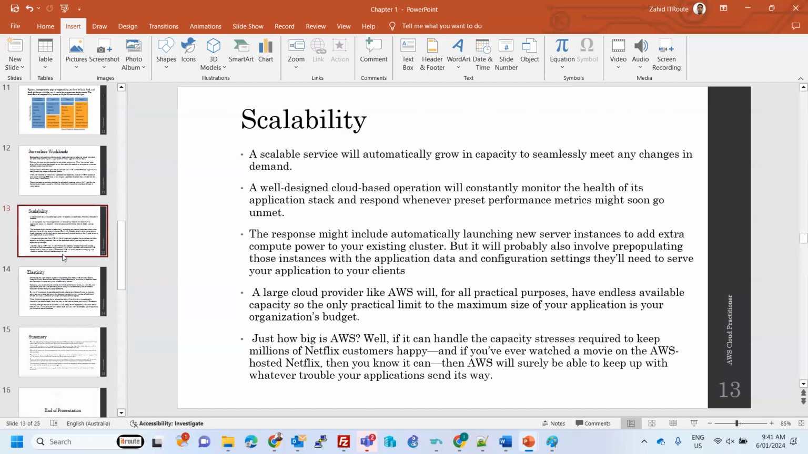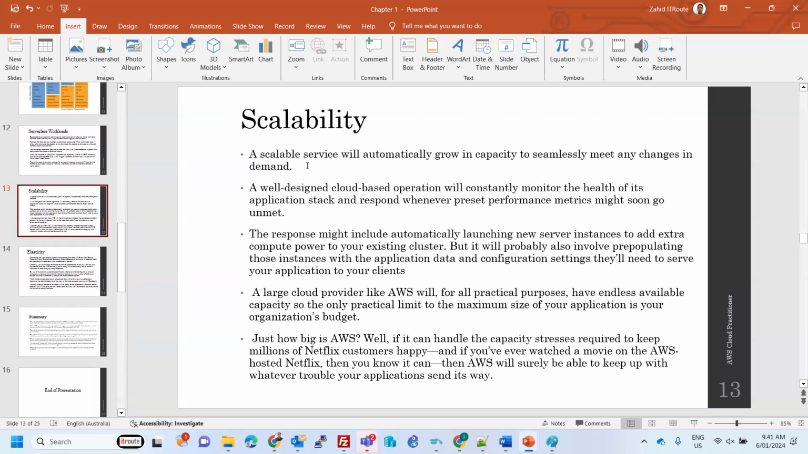Now, scalability. Scalability means, based on your requirements, you can add more resources, or you can make it less. Let's say you need more memory, you can add. But now your work is done and you don't need more memory, you can reduce that. So a scalable service will automatically grow in capacity to seamlessly meet any changes in demand. A well-designed cloud-based operation will constantly monitor the health of its application stack and respond whenever preset performance metrics might soon go unmet. The response might include automatically launching new server instances to add extra compute power to your existing cluster. But it will probably also involve pre-populating those instances with the application's data and configuration settings they will need to serve your applications to your clients.